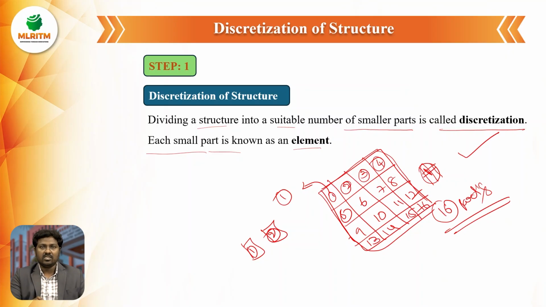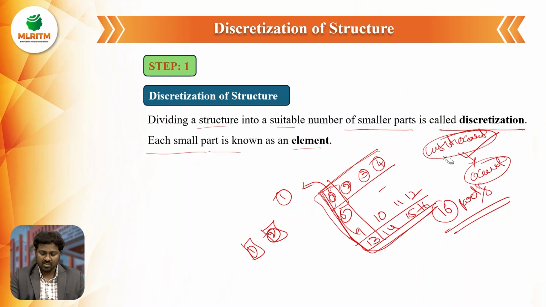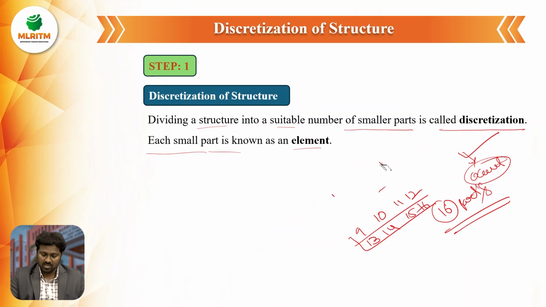Why do we do discretization? The entire structure is of a very complex nature, so we take it one part at a time. When it is divided into smaller parts, it is easy to find and solve for accurate values. So we divide the entire structure into some number of elements so that we can get accurate results in an easy way. This is the way of the discretization process.